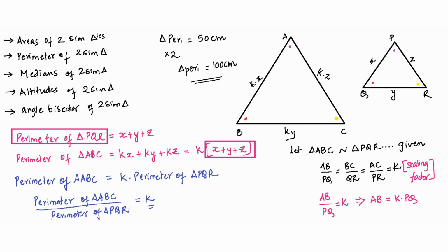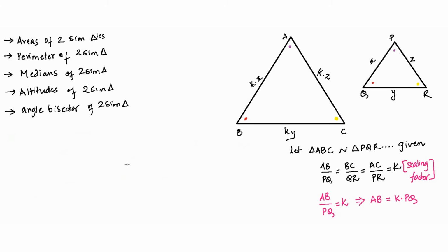Okay, let us now visit the next concept, which is the ratio of the altitudes. So again, I assume the same figure. I have triangle ABC similar to triangle PQR, that's given to me. And because the triangles are similar, I know that the ratio of the sides are equal, right? So this is what I've shown here. And I've assumed that that particular ratio is K. That is called the scaling factor.